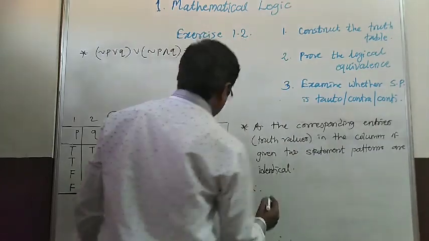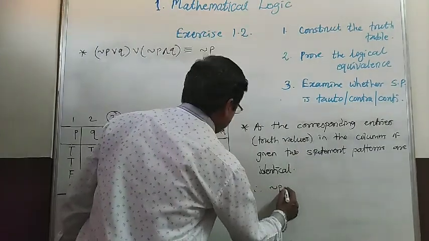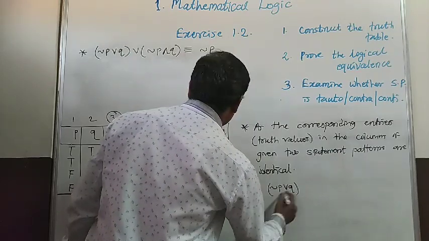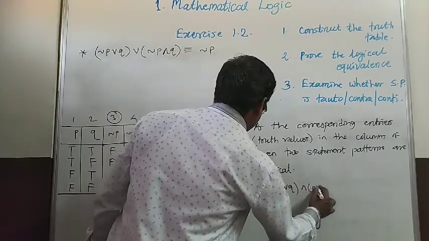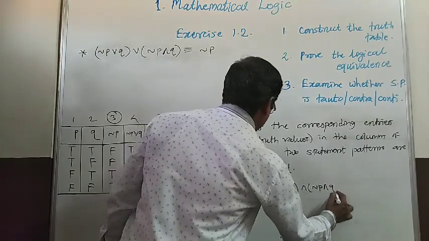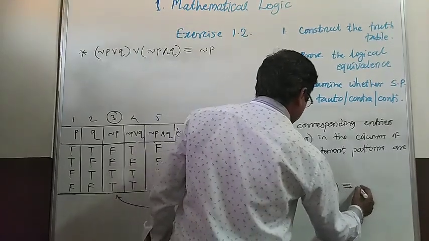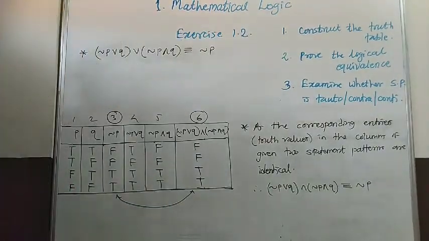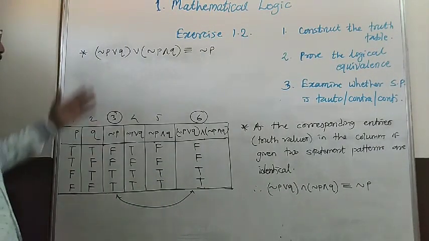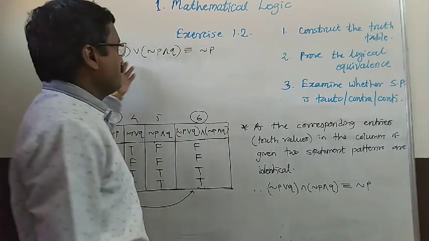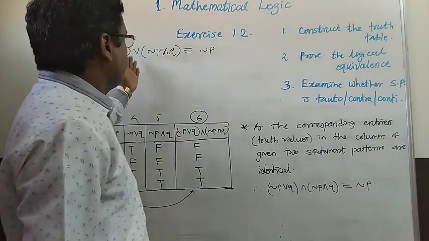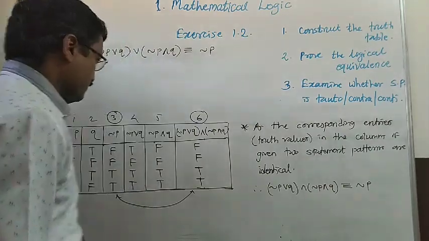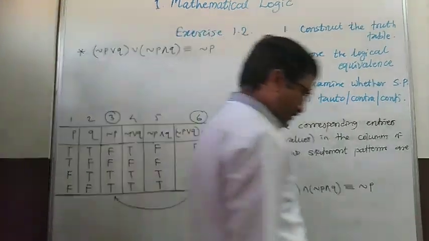Therefore, negation of P or Q and negation of P and Q is equivalent to negation of P. That is the way to write the proof of this question, to prove that this statement pattern is equivalent to this one. Let us see one more example of this.